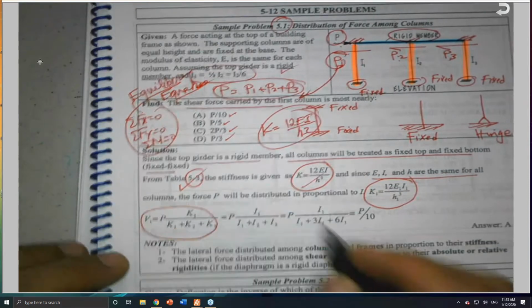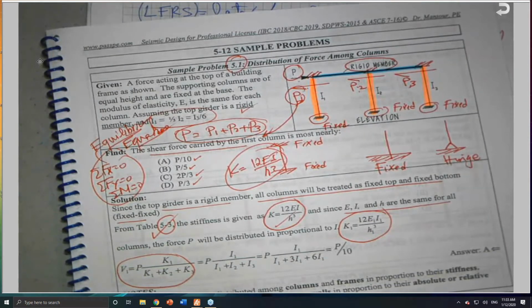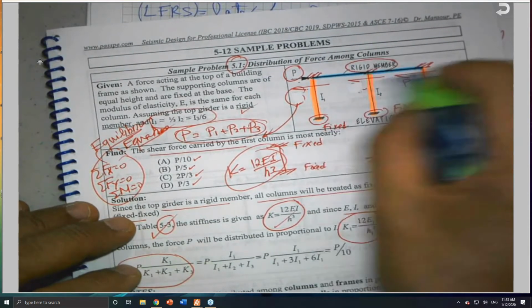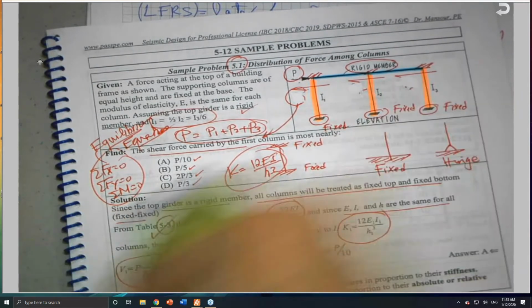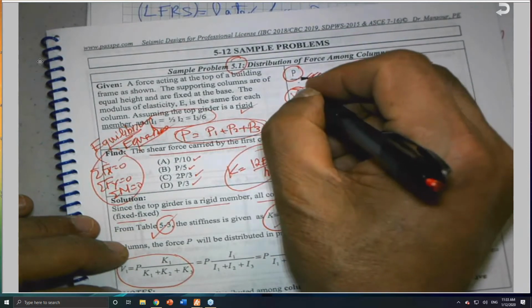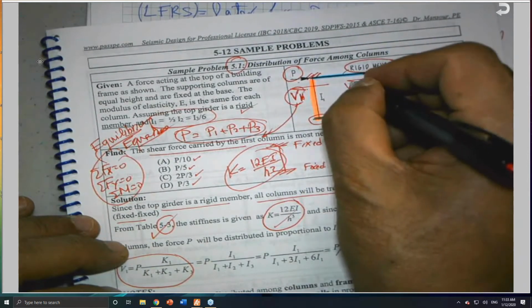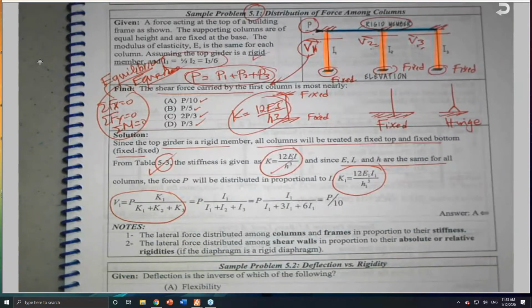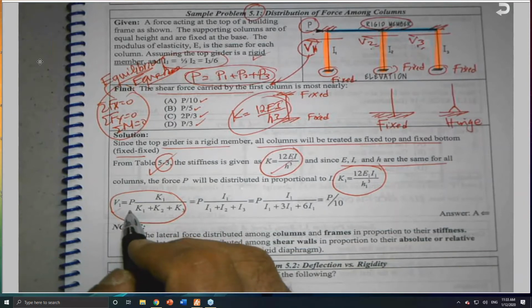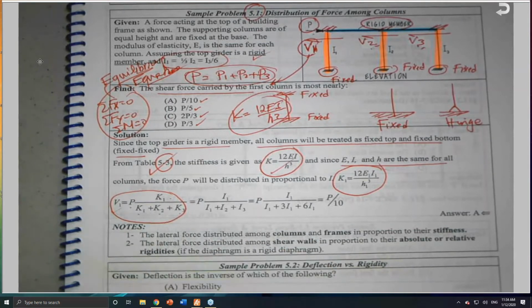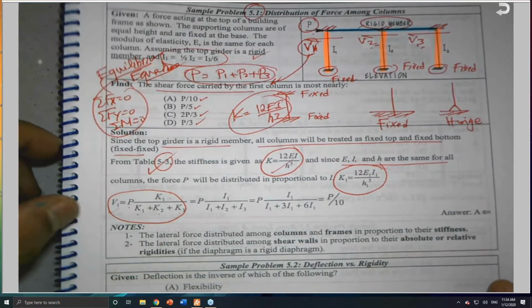I call it V1, by the way. Sorry, I call it V1. Let me erase it. It's not a big deal, V or P or F, but to be consistent with my solution, I name this V1, which is the shear force by column number 1, and this is V2, and this is V3. Just to be consistent with the problem. So V1 is equal to P times K1 over K1 plus K2 plus K3. This is how we distribute the lateral force.